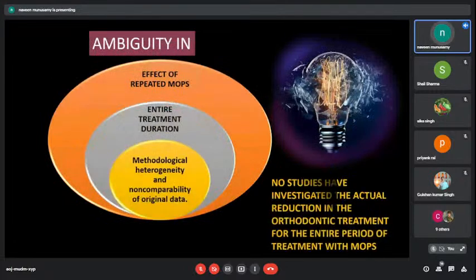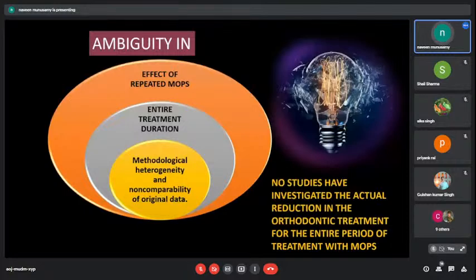So presently, what is the ambiguity? What are the confusions on this topic? There is ambiguity in that presently most of the studies on microosteoperforations have been done only for a very short period of time, either 1 month, 2 months, 4 months, or 6 months. When we say that a method will reduce the overall duration of orthodontic treatment time, then we have to have a study which will actually do this procedure and then evaluate the overall duration of time. Only then can we say that, yes, this method is advantageous in orthodontic movement.